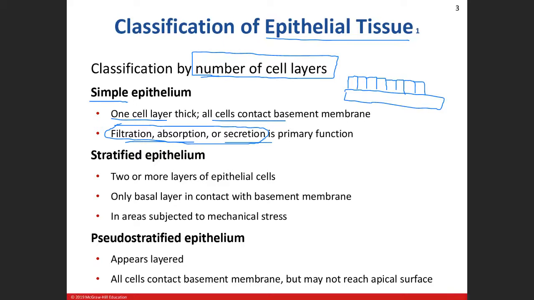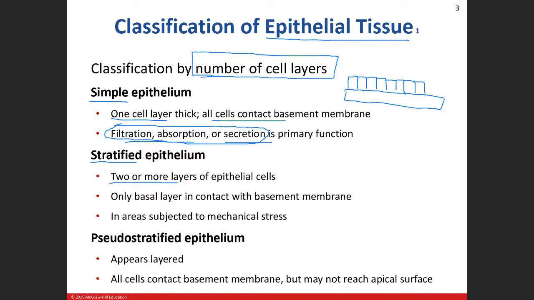All right, so the next nomenclature, the next way that we classify epithelium is what we call stratified epithelium. Stratified epithelium is 2 or more layers. It could be 10 layers, 100 layers, whatever. If it's 1 layer thick, it's simple. If it's 2 or more, it's stratified. Done.